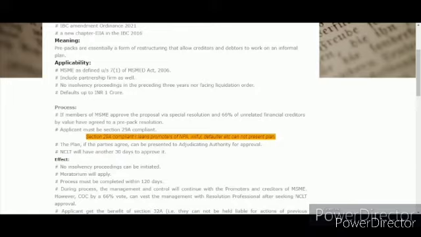So once the parties agree and the due compliance has been done, the plan can be presented to the adjudicating authority for approval. Here the adjudicating authority means NCLT, National Company Law Tribunal, and NCLT has to approve that plan within 30 days.